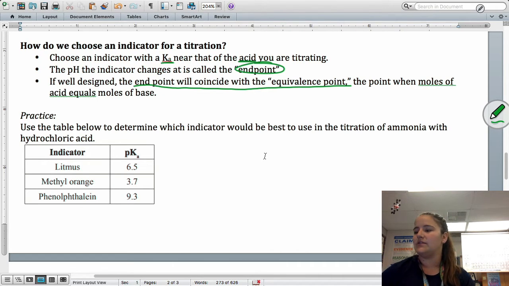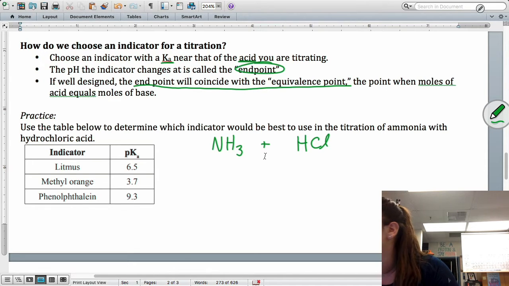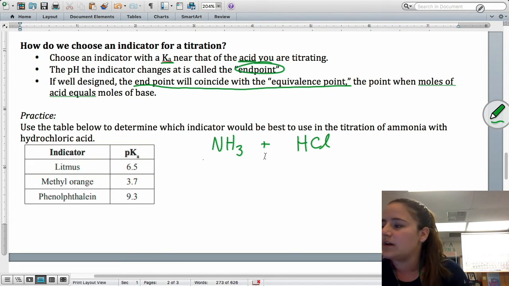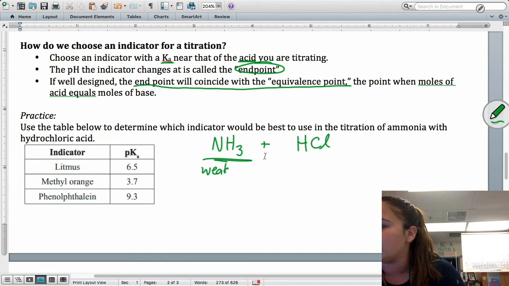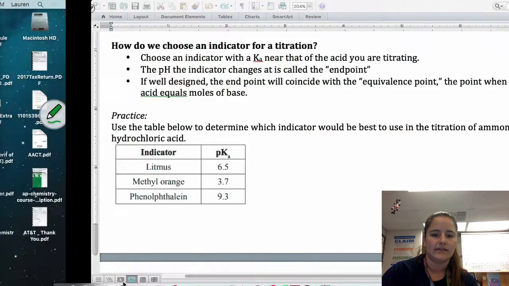So in this one, it says use the table below to determine which indicator would be best to use in a titration of ammonia, NH3, with hydrochloric acid. Okay, hydrochloric acid is a strong acid. So we're going to focus on the weak base of ammonia here, because the HCl is going to ionize completely. It's this guy that we're going to have to figure some stuff out with. So ammonia. Let's find what its Ka value is.